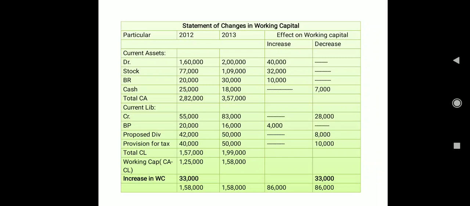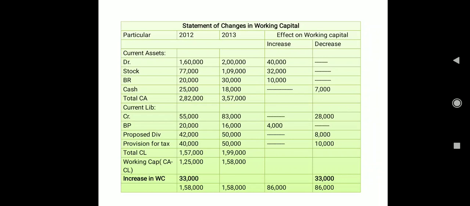And then we have to calculate working capital. Very first formula: current asset minus current liability of the fund flow statement. So total of current asset in 2012 is 2,82,000, and current liability 1,57,000. So the difference is 1,25,000. Similarly for 2013 also, the difference is 1,58,000.